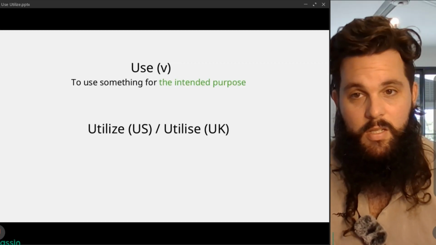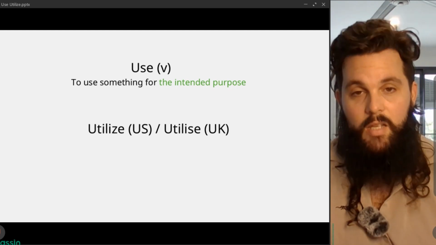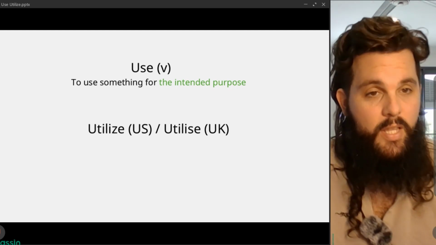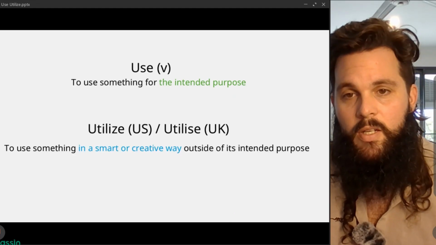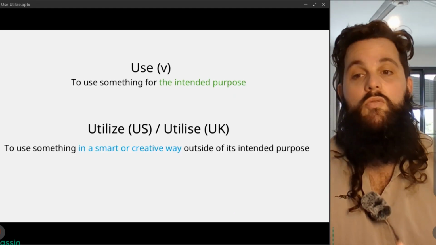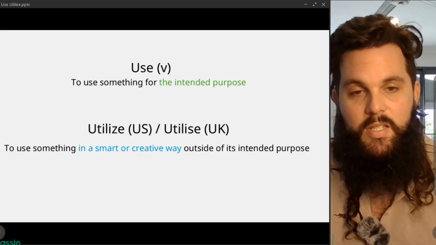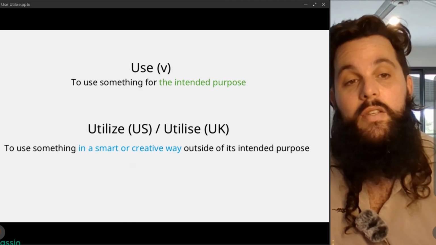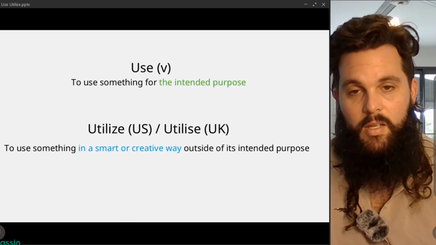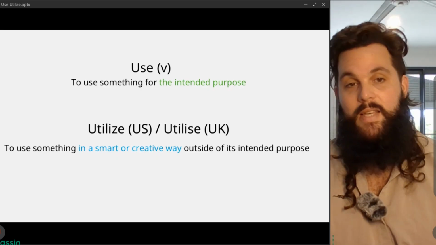Use basically means to use something for the intended purpose. So the intended purpose of a hammer is to hit things. So use was acceptable in the first picture. But utilize means to use something in a smart or creative way outside of its intended purpose. So the intended purpose of a rock is not to hit a tent peg, but the boy used the rock in a smart or creative way as a hammer.